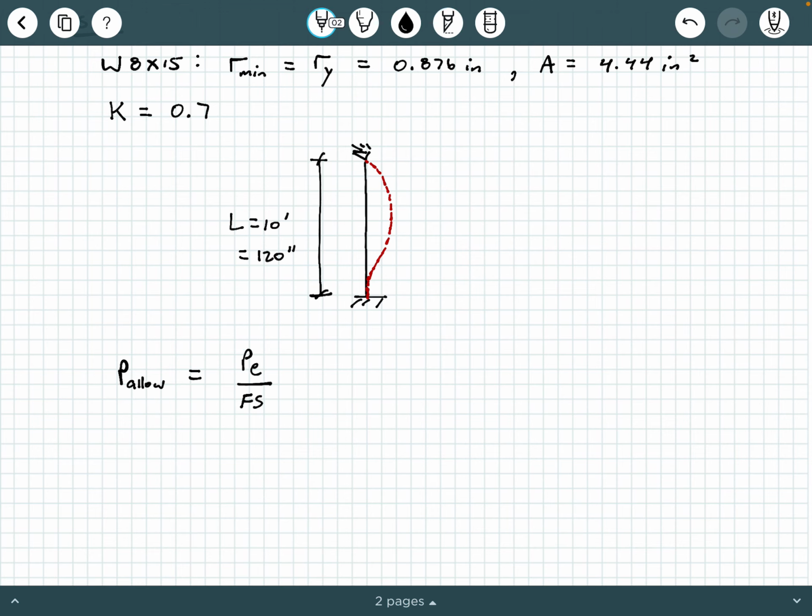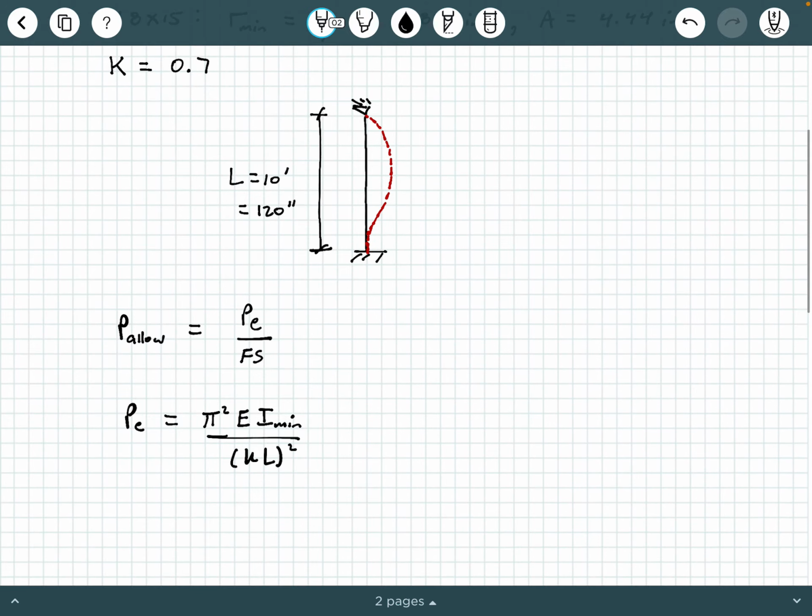So the question is, how do we do that? Well, we had two governing formulas that we could use. One of them is P sub E equals pi squared E I min over (KL) squared. That's one version of the formula, where I min is the minimum of Ix and Iy for our purposes for this topic in an introductory mechanics of materials or structural analysis course.